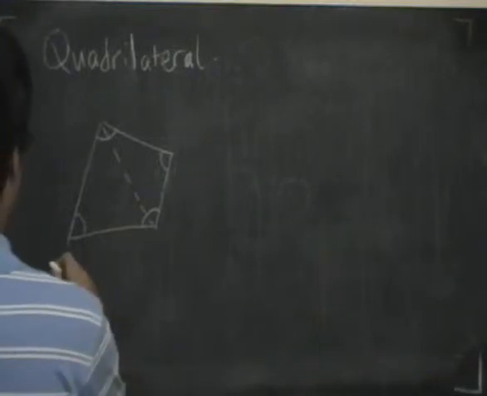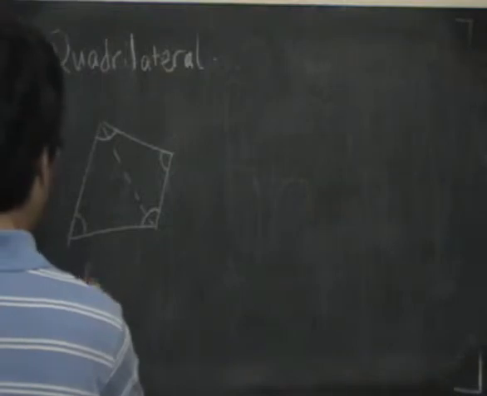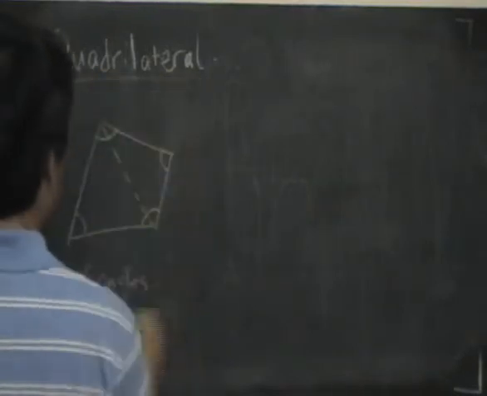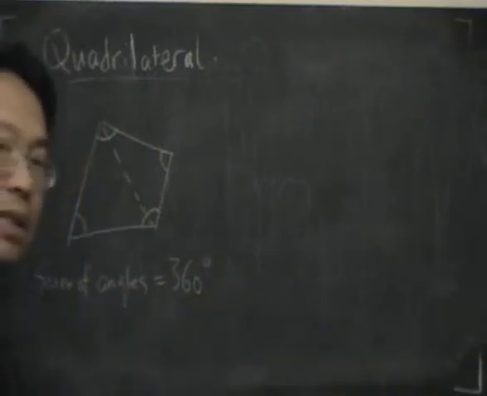Alright, so what we have is the sum of angles in the quadrilateral is 360 degrees.